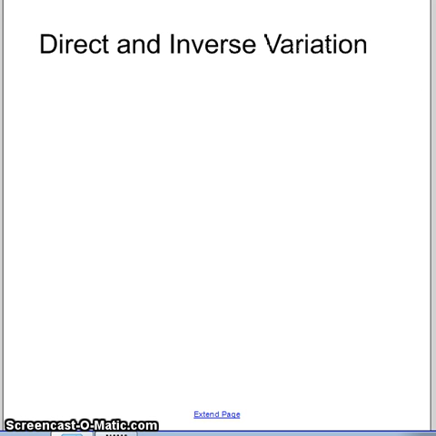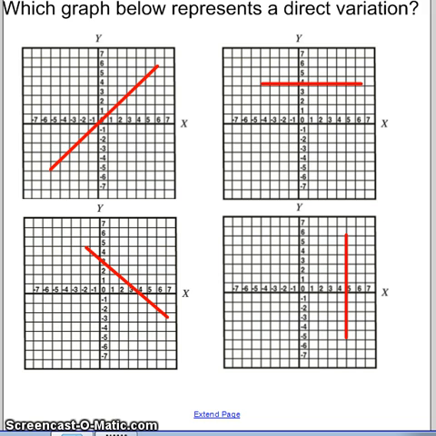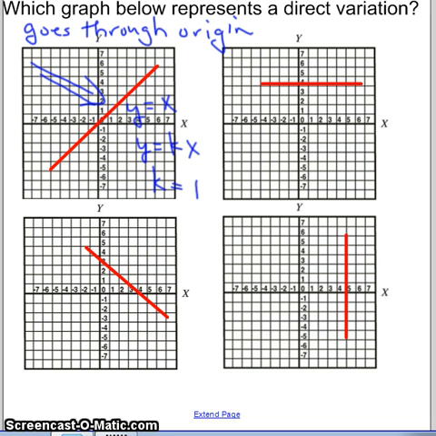Direct and inverse variation. We have time to squeeze those in here. You have to tell me which graph represents a direct variation. A direct variation is an equation that's in the form y equals kx, where k is really the slope in disguise. And since there's no number on the end, the y-intercept always has to be 0. So the only one that goes through the origin is this one, and that's a linear equation. So this one is in the form y equals kx. There is no y-intercept aside from the 0, and k is 1.